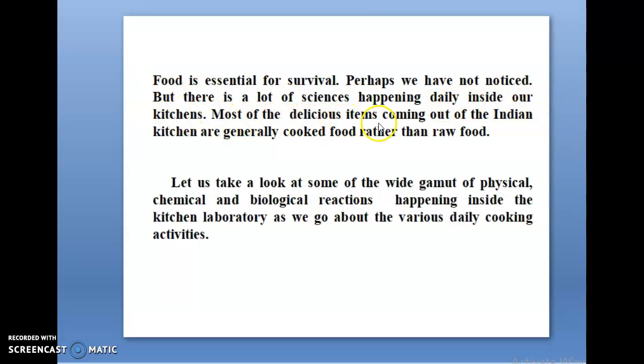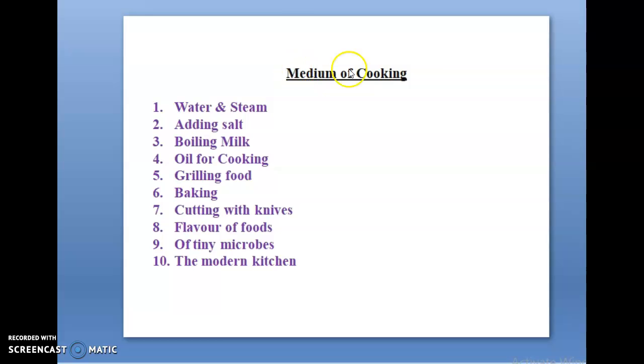Most of the delicious items coming out of Indian kitchens are generally cooked food rather than raw food. Let us take a look at some of the wide gamut of physical, chemical and biological reactions happening inside the kitchen laboratory as we go about the various daily cooking activities. The medium of cooking: water, steam and adding salt, boiling milk, oil for cooking, grilling food, baking, cutting with knives, flavor of foods, and tiny microbes in the modern kitchen.